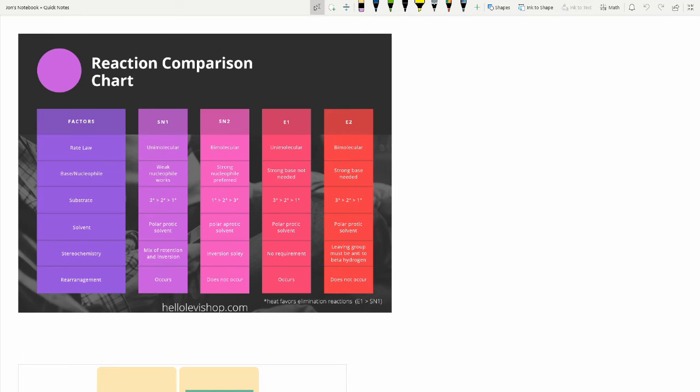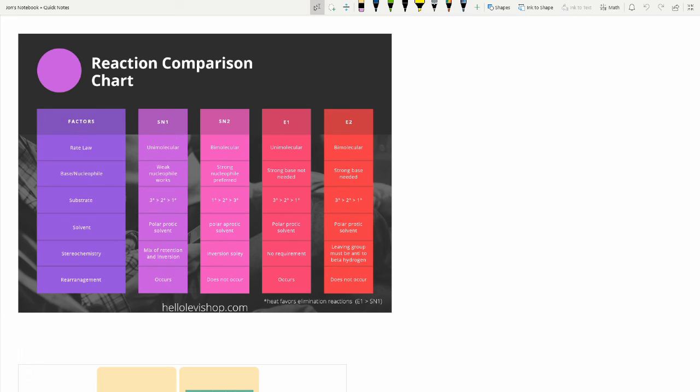For E2 reactions, the more substituted the substrate, the more stable the alkene, which is also known as Zaitsev's product. For solvent, the SN1 reactions like polar protic solvents because they help stabilize the carbocation through hydrogen bonding.